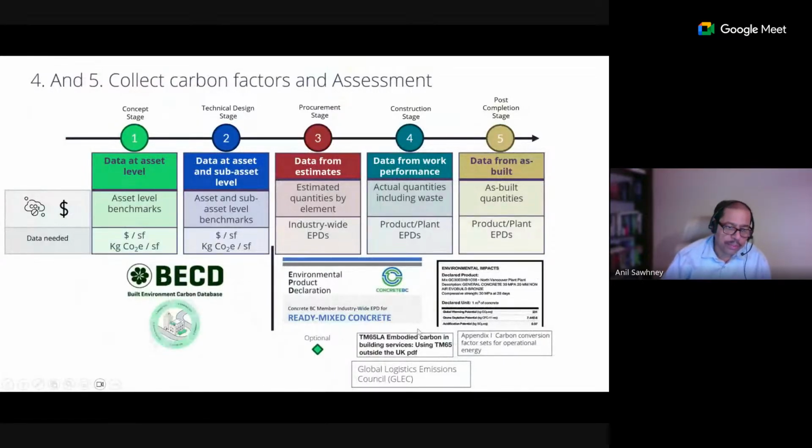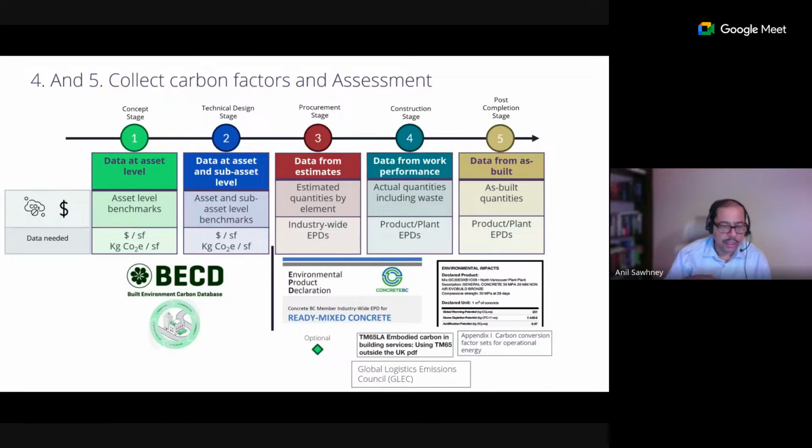But you have more pieces of information that you need. There is a CIBSE standard called TM65, which can be used to do embodied carbon calculations for MEP, because getting EPDs for MEPs is very difficult. You can look into the Global Logistics Emissions Council to get emissions from transport, from logistics.